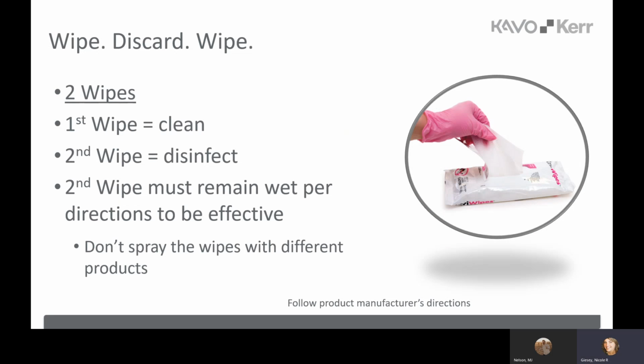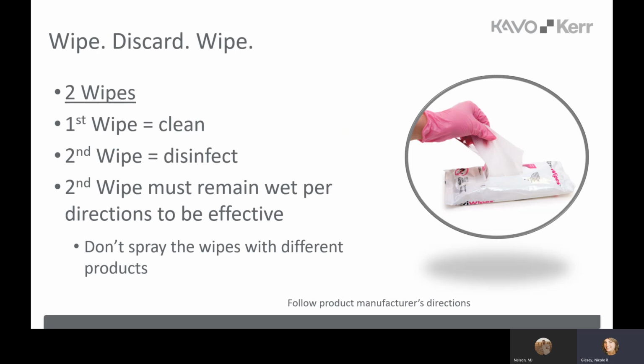The other option with disinfectants is to use our wipes or any wipes. You would wipe, throw that wipe away, wipe again, and then let it sit for the kill time. So it's the same process of wiping one time to clean, discard that wipe, and using the second wipe to disinfect, and then let it stay on the surface for the kill time.